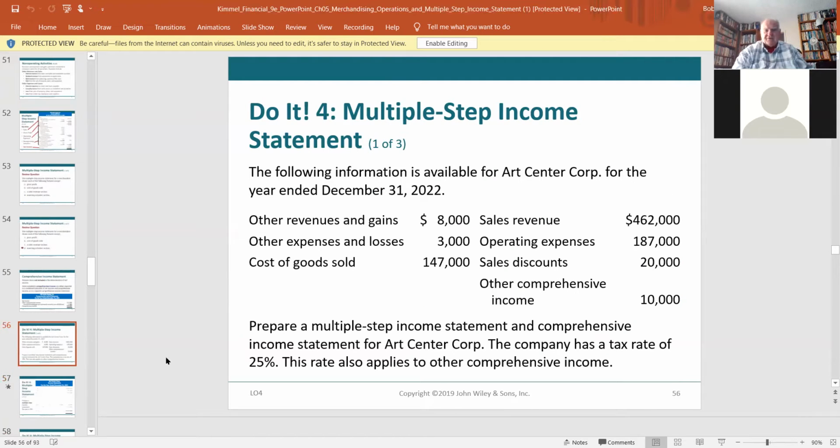So here they're giving us an exercise, putting together a multiple step income statement. So let's take a look at what they're giving us. We said divide and conquer. Step 1 are the sales. So let's find the sales.